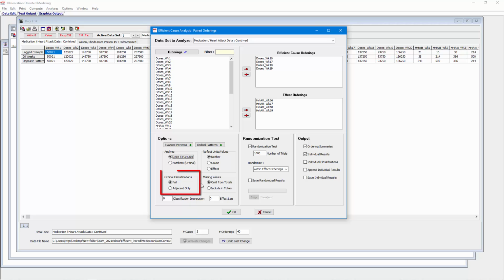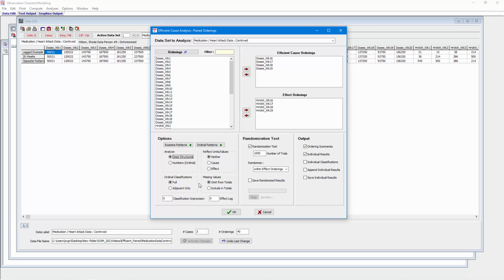To understand the ordinal classifications option in the efficient cause analysis for paired orderings procedure, let's look at the dosage and heart attack data that we have seen in other videos, but here we're only going to look at weeks 16 through 19. So here I have the dosages for those 4 weeks, and then here I have the heart attacks for the corresponding 4 weeks, again weeks 16 through 19.